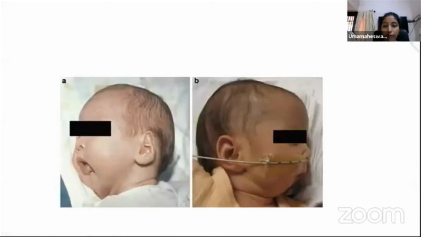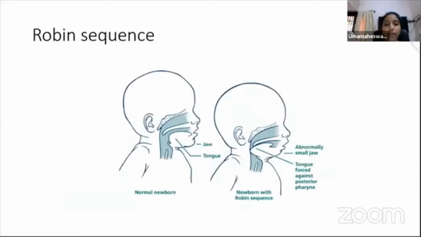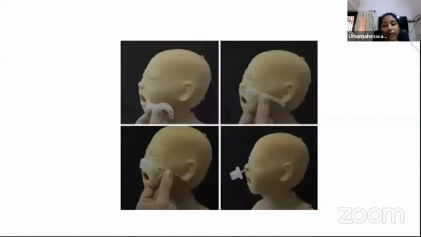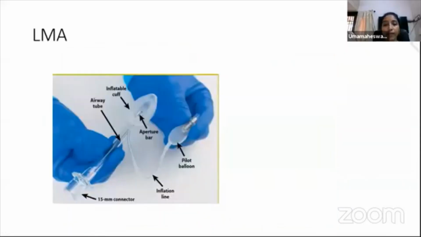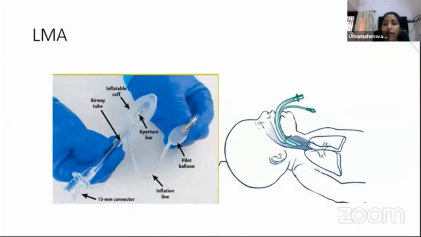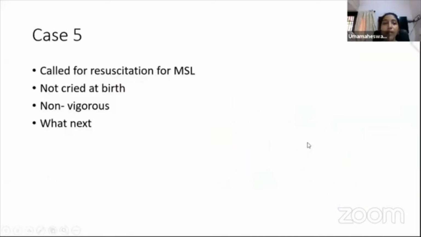So these are some of the pictures of micrognathic babies. If you see here in this line diagram, the tongue is falling back and there is no airway at all. So once you put in prone position, the tongue will fall forward. So you can use oral airway or indigenous method to preserve the airway. You can use LMA also if your unit has one. This LMA will go and get inserted in the laryngeal inlet.